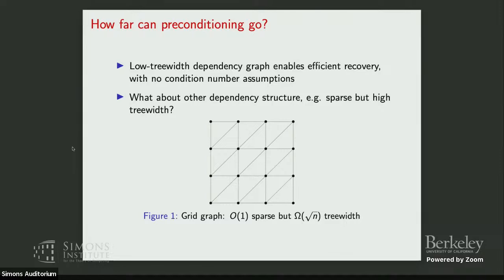What about other dependency structures? Suppose you have variables which are being generated on a grid. The grid has this annoying property that its tree width is very large. So what do you do in this case? Our method, as I stated, doesn't work. The grid graph, the dependency graph, is very sparse and seems very nice, but the tree width is omega root n.